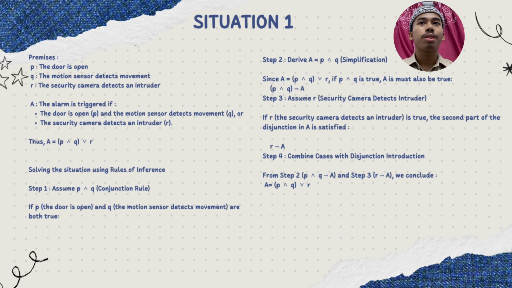The last step is combine cases with disjunction introduction. From step 2, we know that P and Q implication A is true, and from step 3, we also know that R implication A is also true. We can conclude that the alarm can be triggered in either of the following cases: A equals P and Q or R.